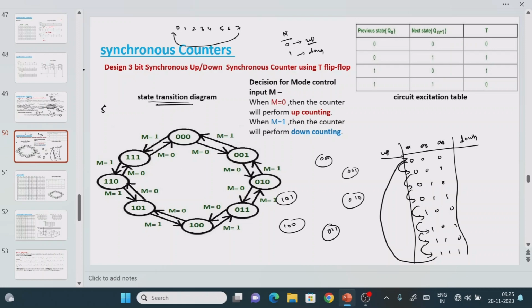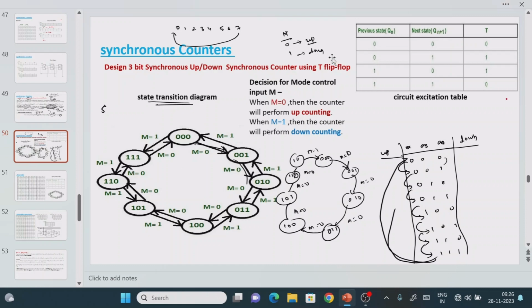Right, 1 0 1, the final one is 1 1 1. See, when m equal to 0, it is going to the up count, it means something like this, right? Next it is going with m equal to 0, next m equal to 0, and again m equal to 0. Finally, for triple 1, what is the up counting value? 0 0 0, right? So m equal to 0 is going to the up counting operation. Now we'll see how to perform the down counting operation.